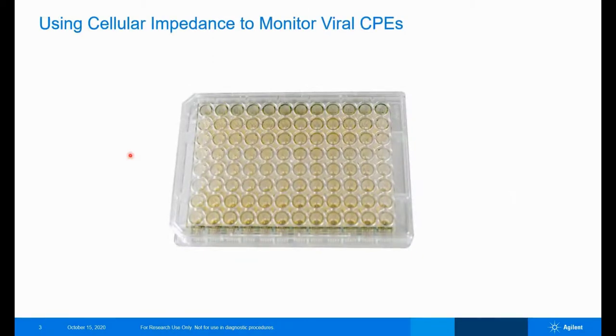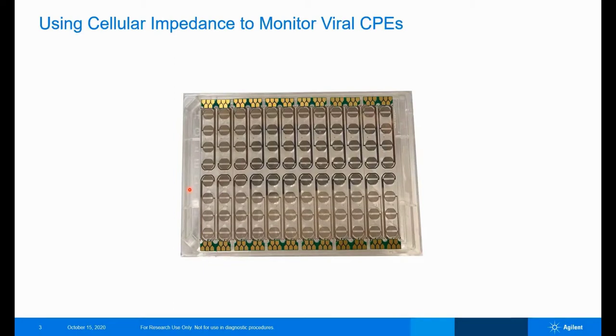To help explain how eSight measures cellular impedance, I'm showing here one of the specialized plates that the instrument uses. They look like regular microtiter plates, but the difference is that they're electronic. So if you look at the underside of the plate, you'll see that there's a gold biosensor array that's integrated into all 96 well bottoms.